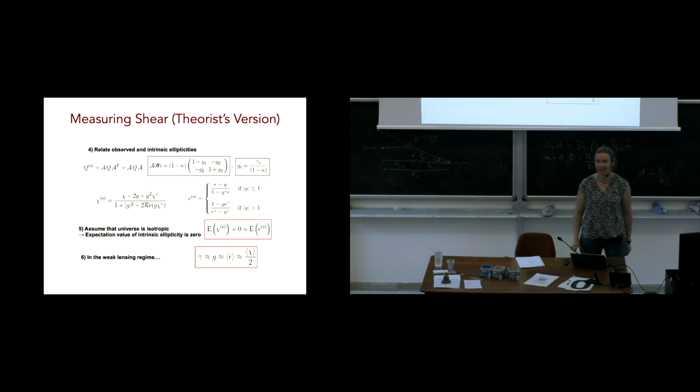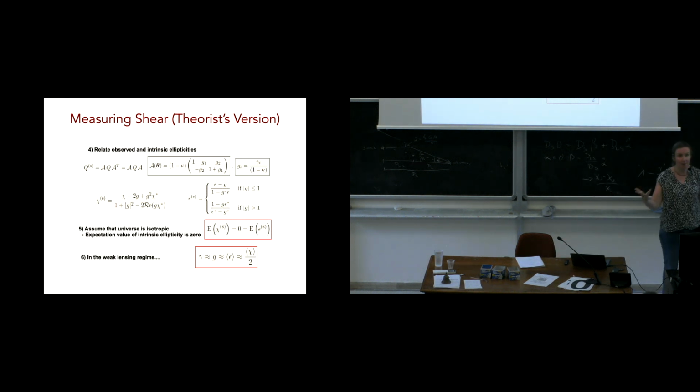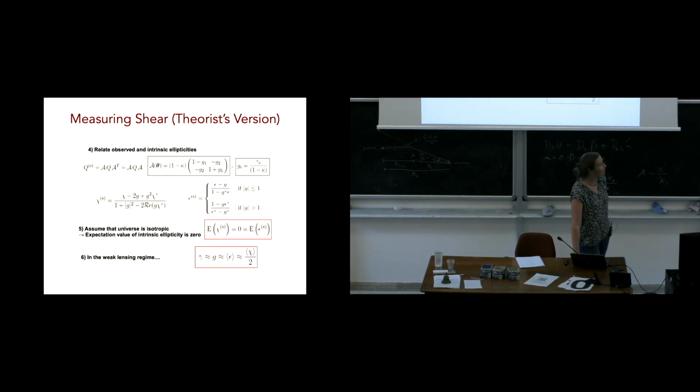Then the next important ingredient that we still need is that the universe is isotropic and galaxies are randomly oriented, so that the intrinsic ellipticity on average is 0. With that, we can then say that the gravitational shear is simply related to the ensemble average over our ellipticities. Beautiful.